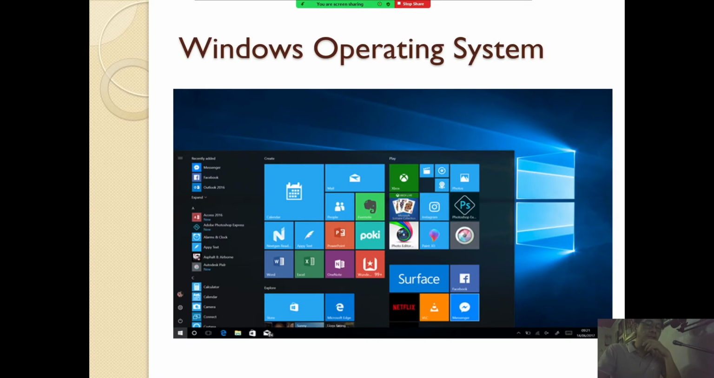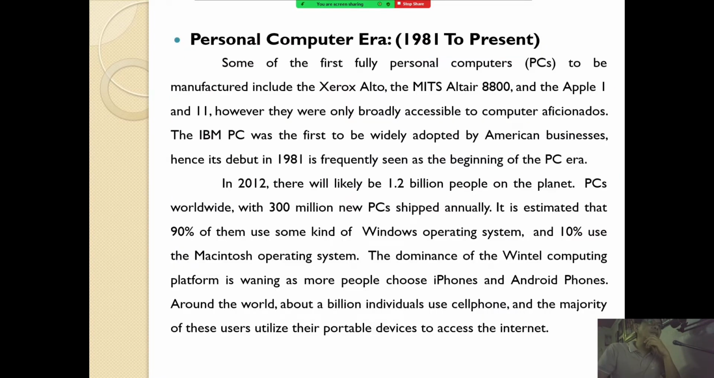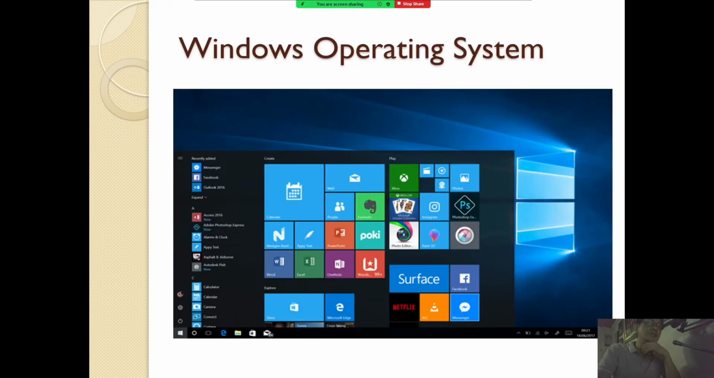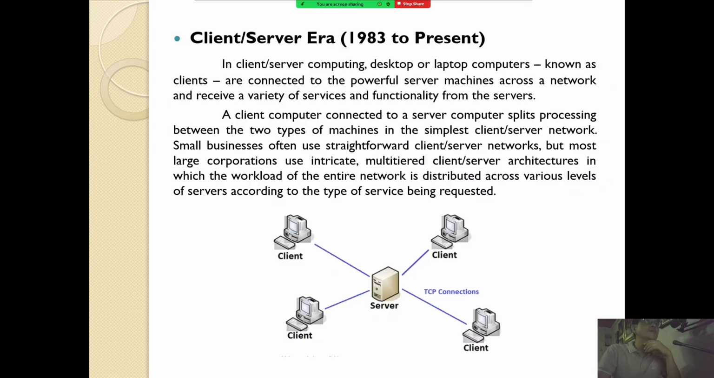So at that time, they said 90% of them were using the Windows operating system. So these are the Windows operating systems that are usually used now at present. So next is the client server era, 1983 to present.